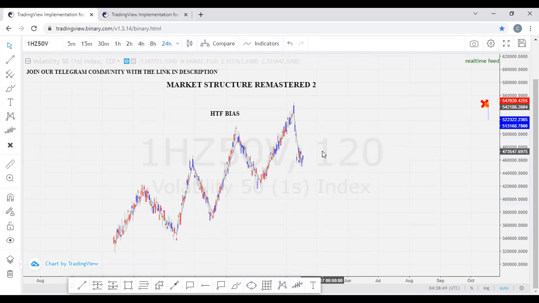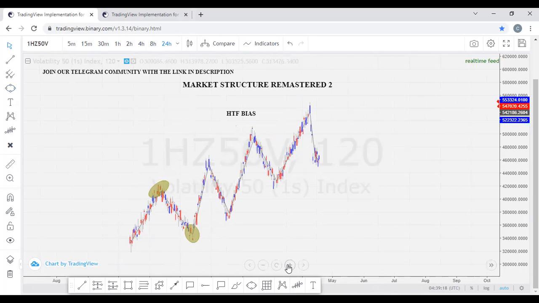Believe me, from this point right here, let me highlight that point, from this higher high right here down to this higher low, let's highlight that, to this higher low, the market must have broken structure on the smaller time frame, right? Let's zoom this in a bit so I can see it clearly.